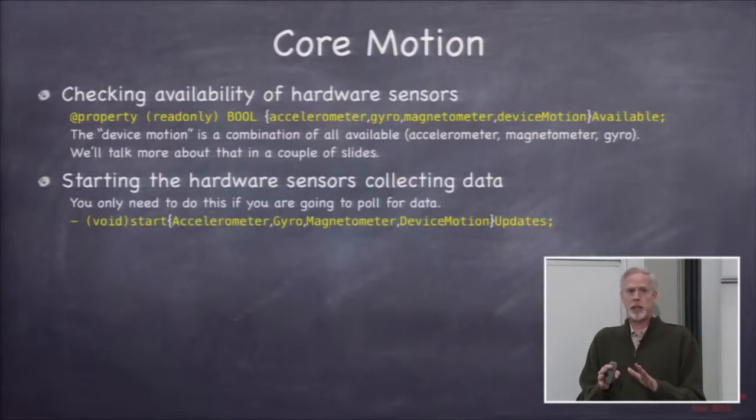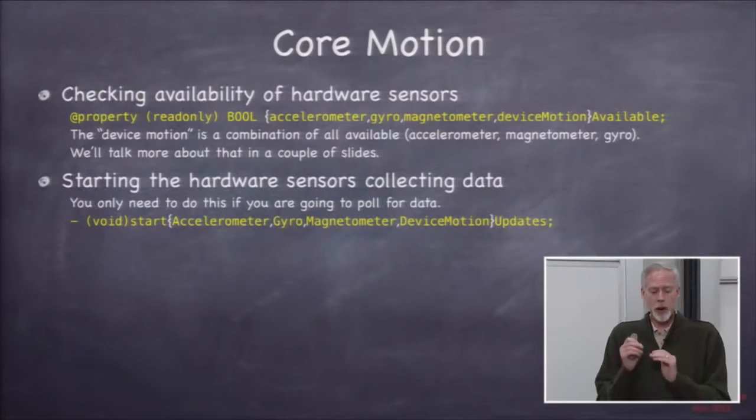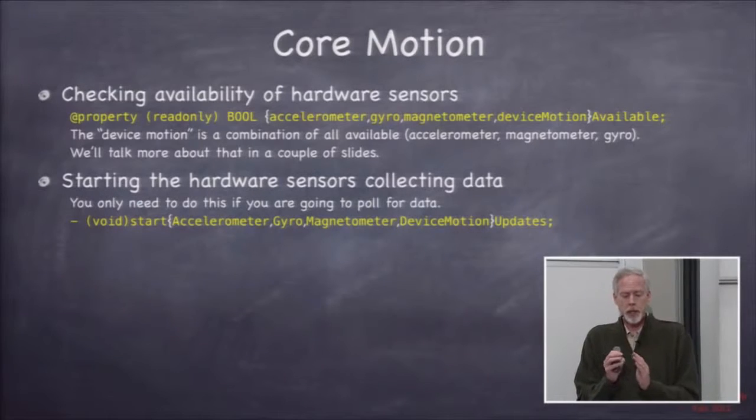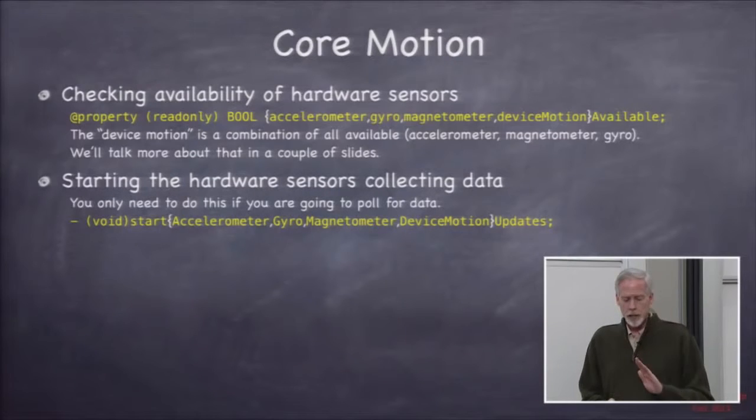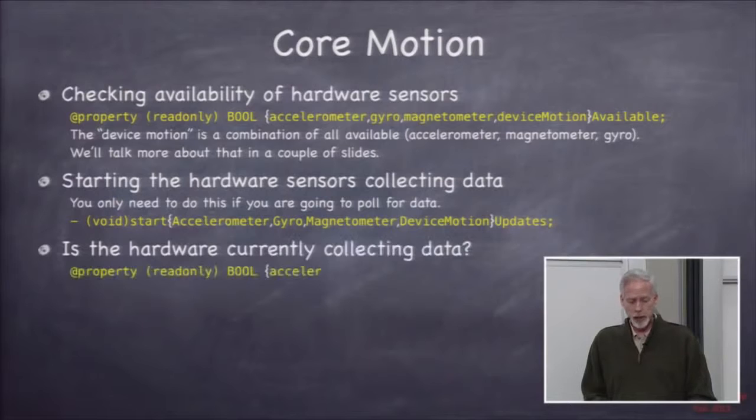How do you start up these sensors? If you don't call start accelerometer updates, it will not give you any updates, and when you poll, you won't get any information that's up to date. So you have to start it. Now normally, we're not going to start it this way and poll. We're going to start it by giving it a block to go call us every time, you know, at whatever rate. But we do need to start it. It's important to understand you have to start it. If you don't start it, you get no data.